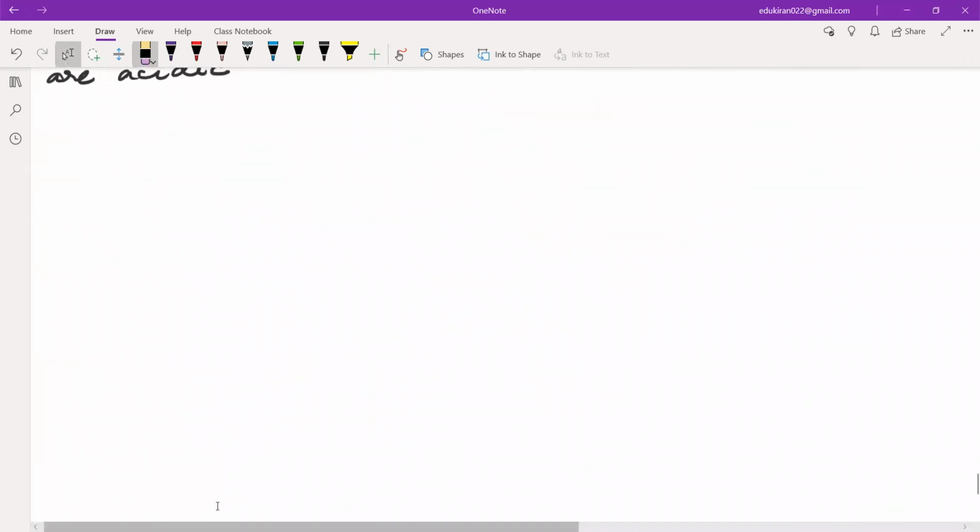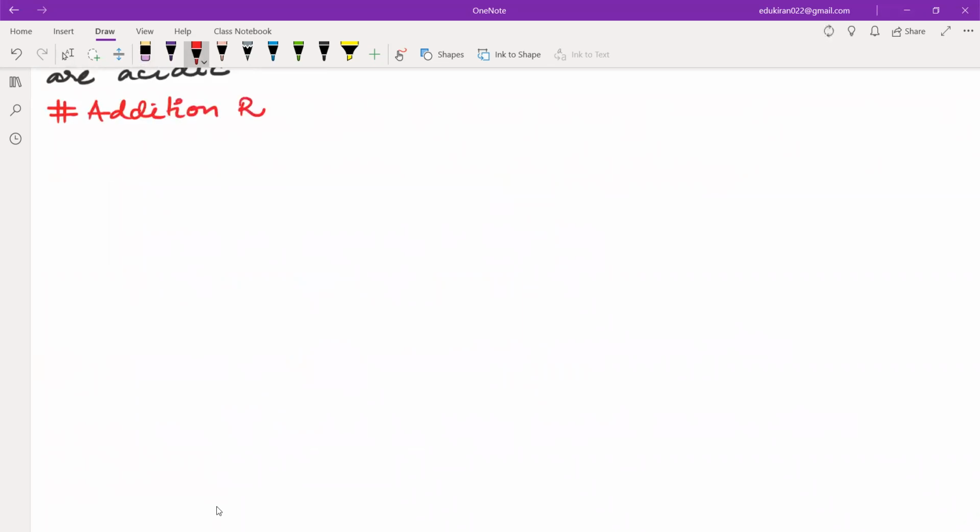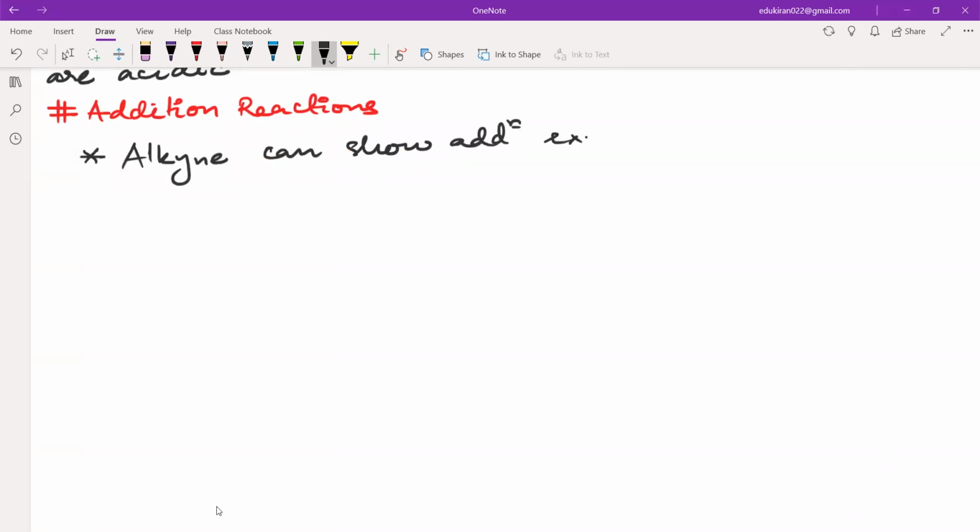Next is addition reactions of alkynes. In addition reactions, we will look at four different types of reaction. Alkynes can show addition reactions due to the presence of two pi bonds, and addition reaction can take place over the pi bond.